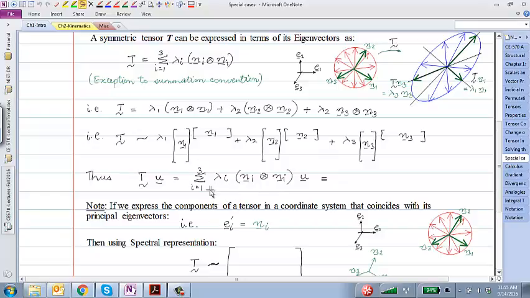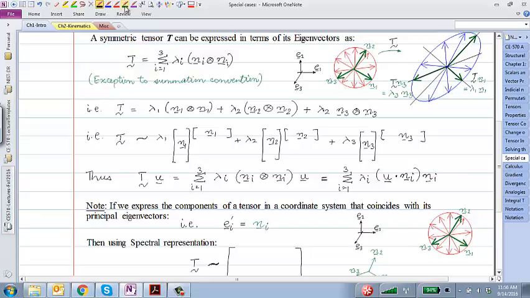Yeah, we'll come to that. But here, tensor T acting on U, we have this as the spectral decomposition of the tensor. And acting on U, we just use the property of the dyadic product that these two vectors will get dotted, right? So that would give me the sum of i going from 1 to 3, lambda i, the vector U dotted with Ni, in the direction Ni.